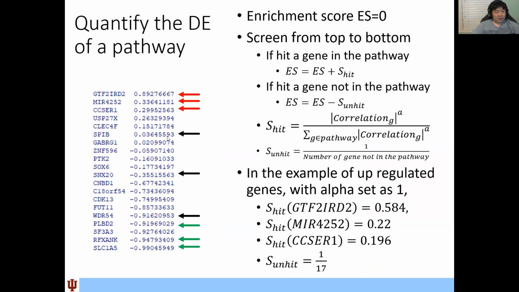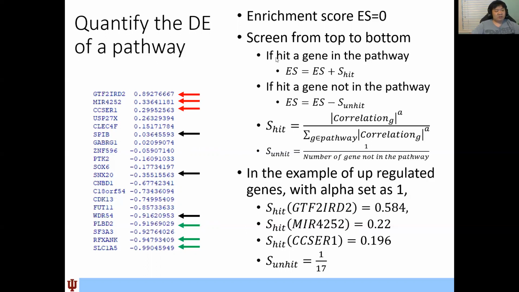in the upregulation part and the downregulation part. And more importantly, you can see here, for example, GTF2IRD2 has a 0.89 correlation, and MIR4252 has a 0.3 correlation. That suggests the first gene is more upregulated compared to the second gene. So in this list, the level of differential expression is also encoded in this data. We didn't lose the information about the differential expression level.